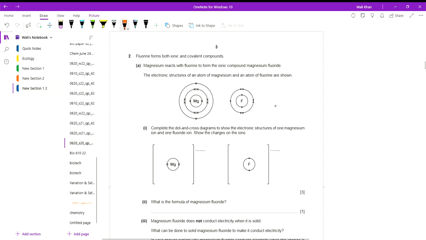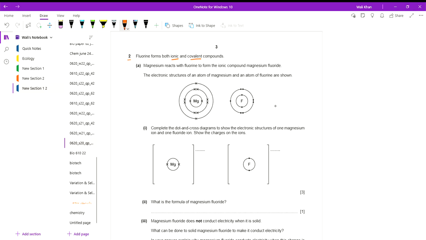Question number 2. Fluorine forms both ionic and covalent compounds. Magnesium reacts with fluorine to form the ionic compound magnesium fluoride. The electronic structure of an atom of magnesium and an atom of fluorine are shown. So, electronic structure हमने show कर दिया. Complete the dot and cross diagram to show the electronic structures of one magnesium ion and one fluoride ion. Show the charges on the ions.